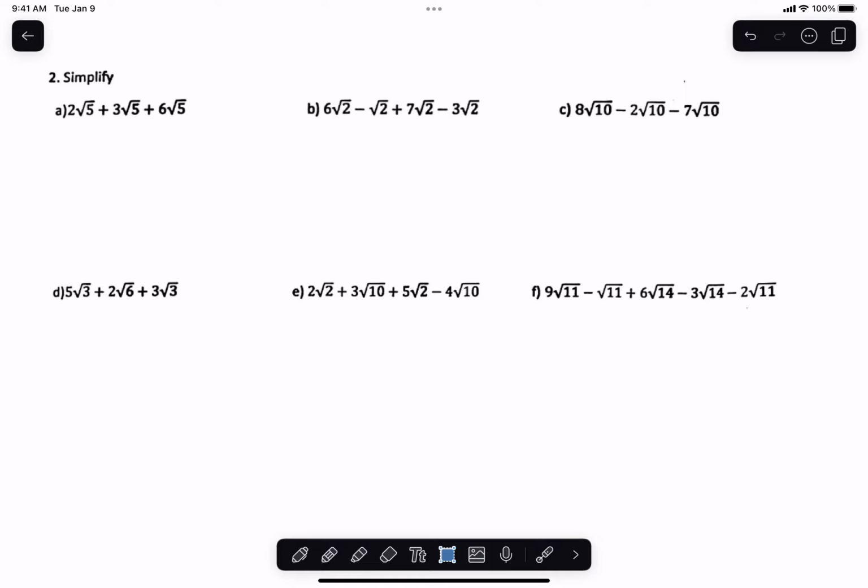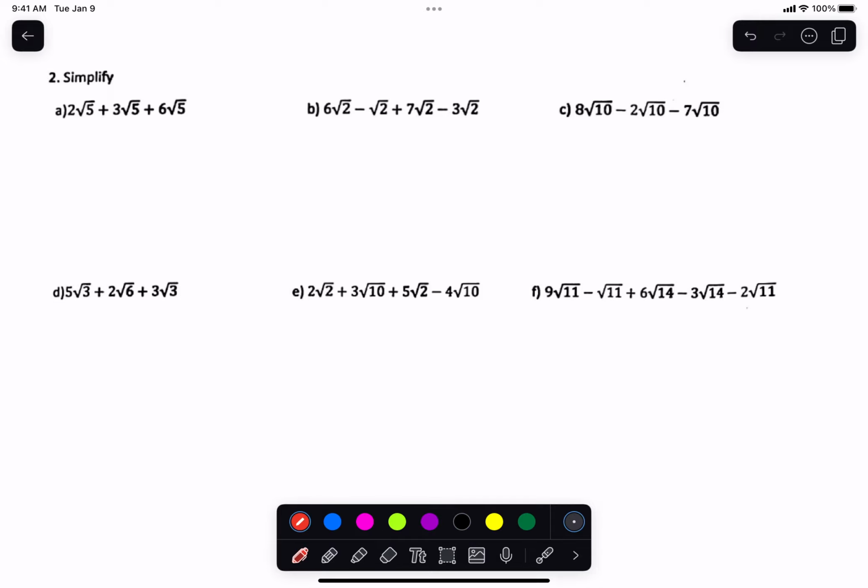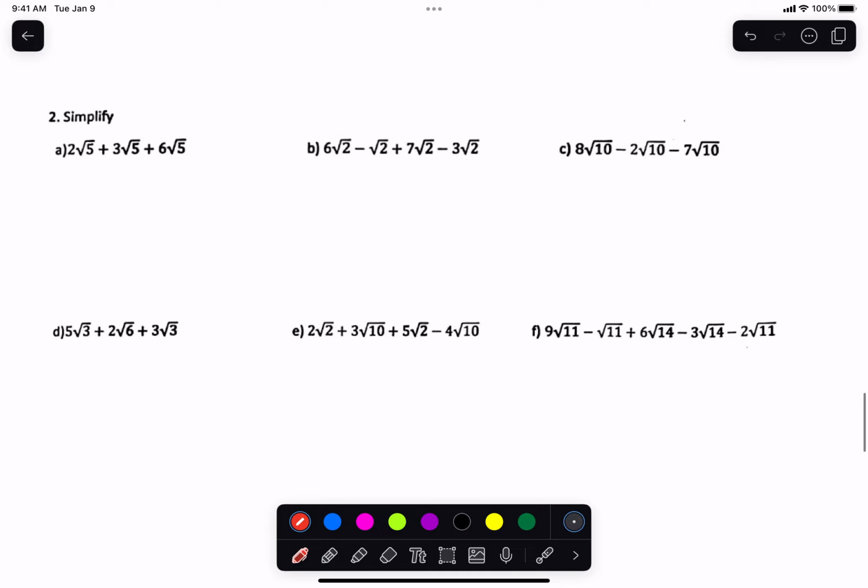Wait, so this is number 2 from your radical sheet, the extra test review sheet. This question really is the same thing over and over again. All it's trying to do is illustrate that any radicals that have the same radicand... if you recall, a radical would be the whole square root component itself. The number portion underneath the radical is what we call the radicand.